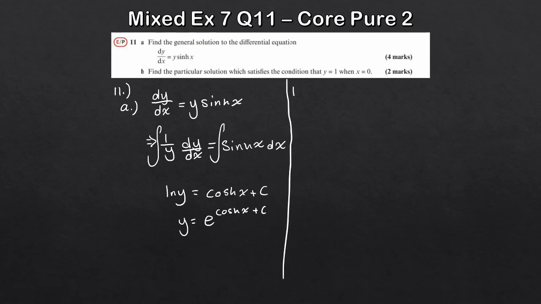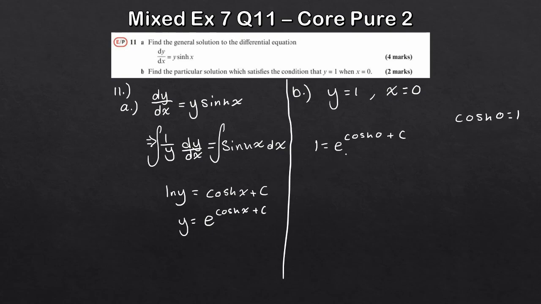Just like we did before, we have to find a particular solution for this, when y is equal to 1 and x is equal to 0. So using our general solution, can we obtain a value for c? What that would be saying is that 1 is equal to e to the cosh of 0, plus c. Now, you should be aware of the fact that cosh of 0 is equal to 1, or just work it out using the exponential functions.